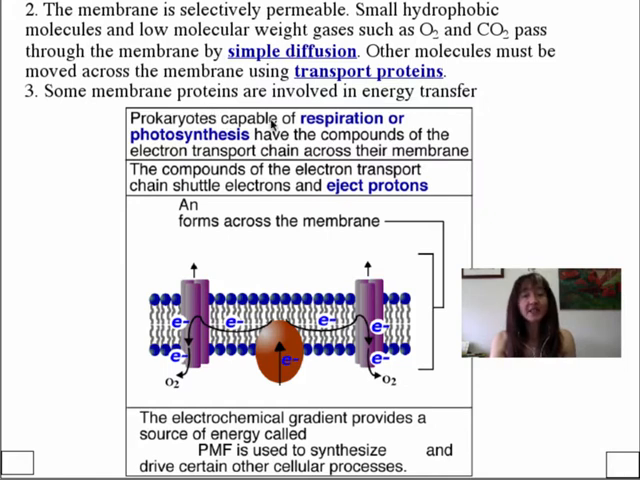So those prokaryotes capable of respiration or photosynthesis have the compounds of the electron transport chain across their membrane. The compounds of the electron transport chain shuttle electrons and eject protons. This is a picture of the E. coli electron transport chain, where you can see that it's shuttling a bunch of electrons and pumping protons across the membrane. Notice here that a proton gradient begins to be established. This proton gradient is called a PMF.